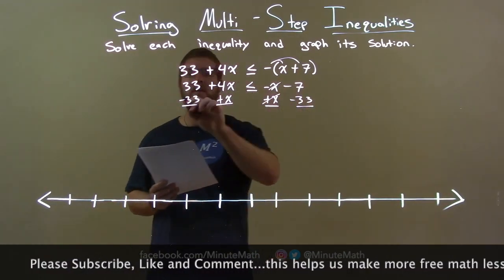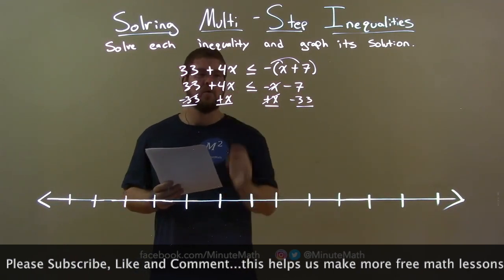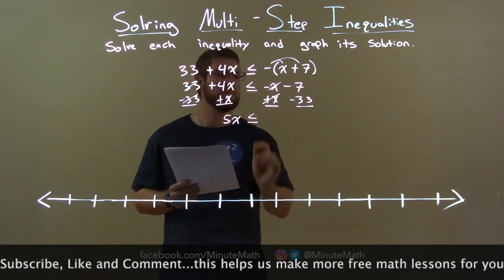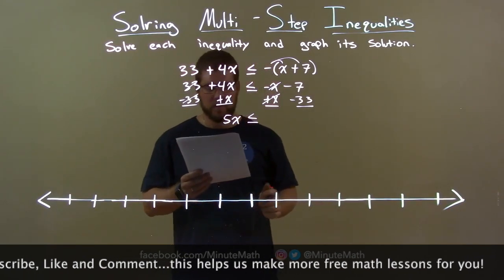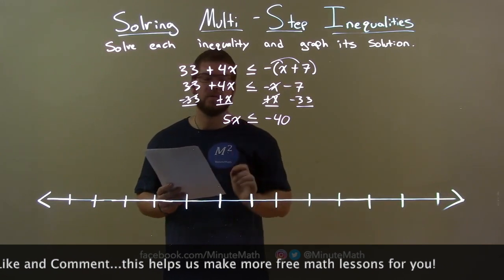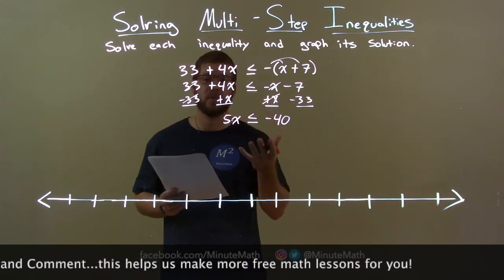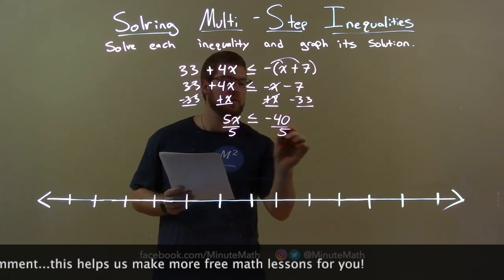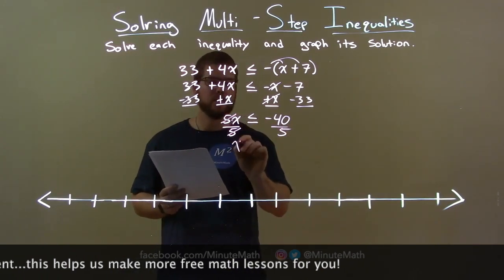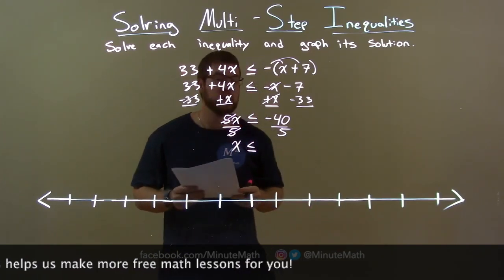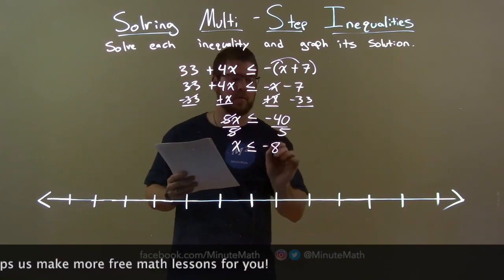x's cancel, and the 33's cancel there. 4x plus x is 5x, so less than or equal to, and negative 7 minus 33 is negative 40. Multiplication's going on there, so opposite of multiplication, division. Divide both sides by 5. 5's cancel, and x is now by itself. It's less than or equal to, and negative 40 divided by 5 is negative 8.